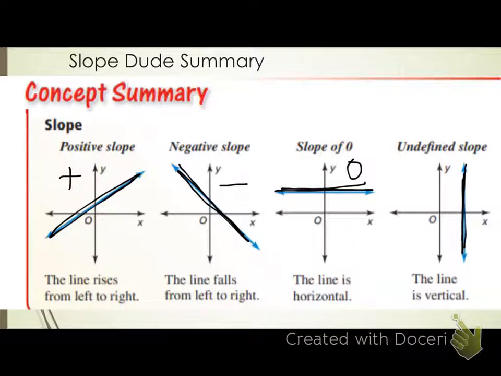So just remember this. Whenever you're finding the slope of a line, you can always double check your work for the sign. If it's going uphill from left to right, you know it's positive. Downhill left to right, it's negative. Flat line, 0. Vertical line, undefined. Any questions about that? We all right?